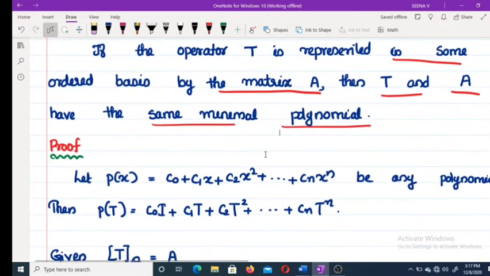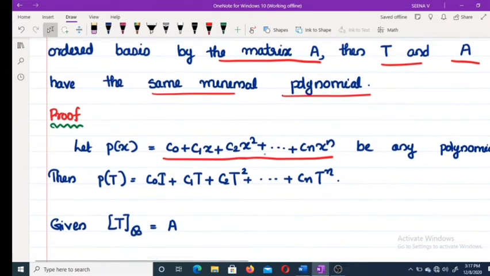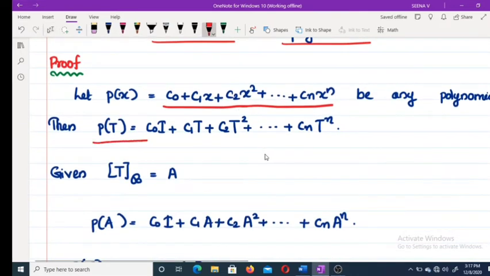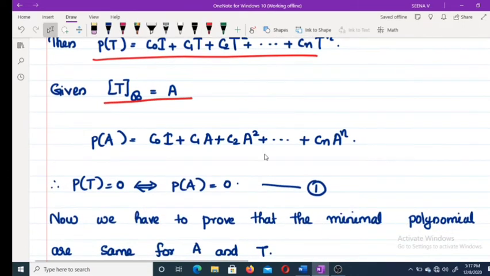Now moving to the proof. Let P of x equal c0 plus c1 x plus c2 x squared plus and so on up to cn x raised to n be any polynomial. Now what is P of T? Just replace x by T. Suppose the given matrix of T relative to B equals A. Now what is P of A? P of A is c0 I plus c1 A plus and so on plus cn A raised to n. Suppose P of T equals 0, then clearly P of A equals 0. Also if P of A equals 0, then P of T equals 0.